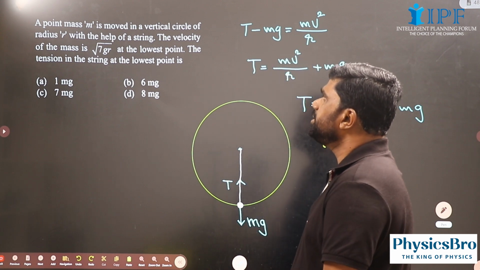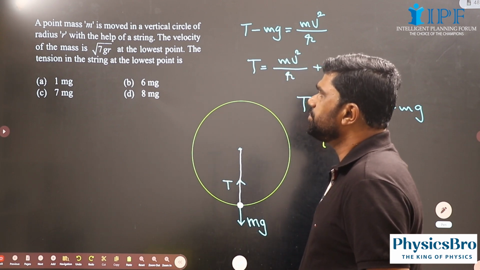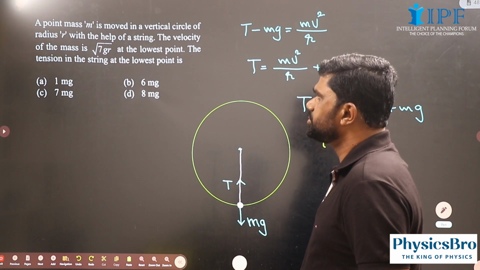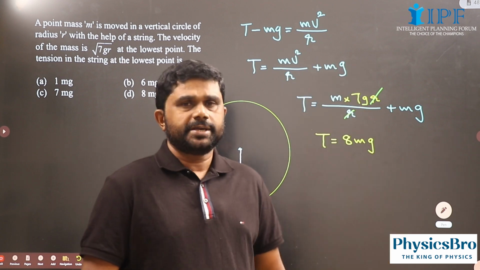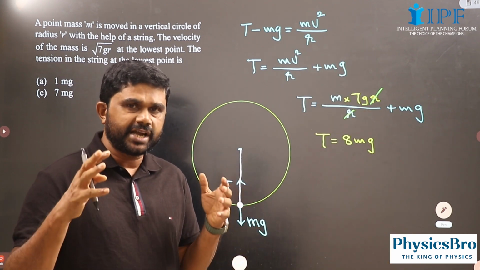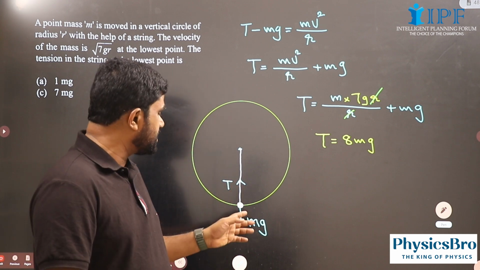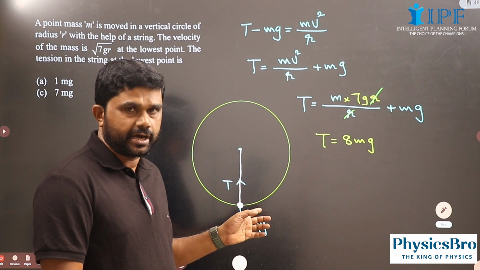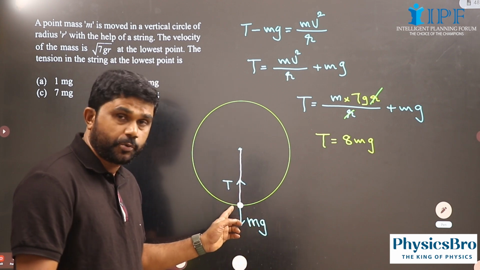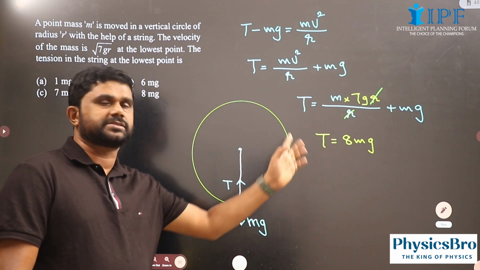A point mass m is moved in a vertical circle of radius r with the help of a string. The velocity of the mass at the lowest point is root 7 gr. The tension in the string at the lowest point is? See, the minimum velocity that must be given to the body at the lowest point of the circle, so as to complete the vertical circle, is root 5 gr. If the velocity given to the body at the lowest point is greater than or equal to root 5 gr, it will complete the vertical circle.